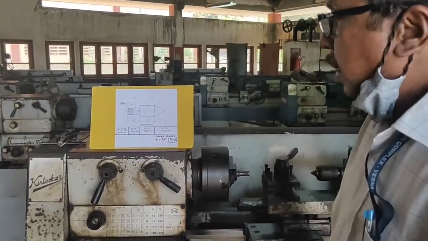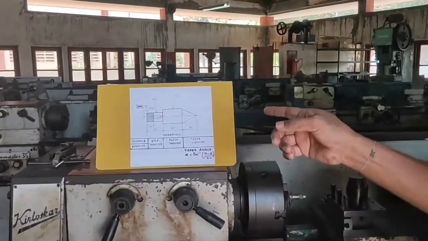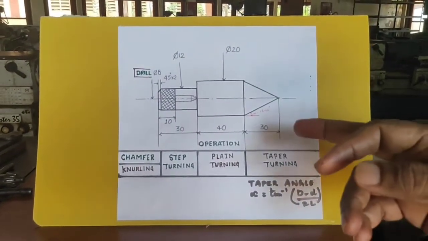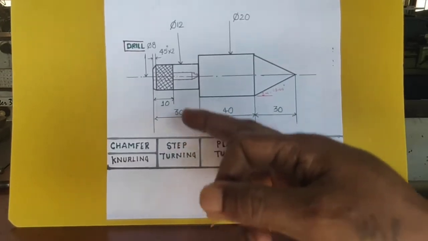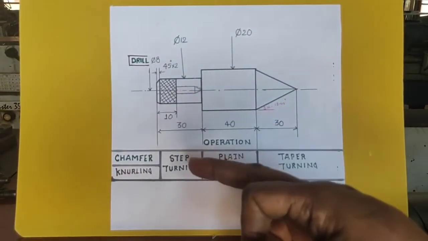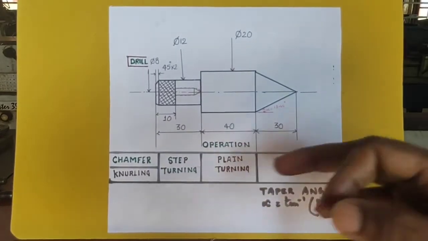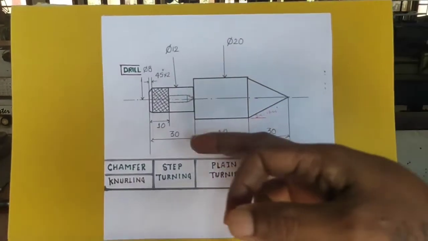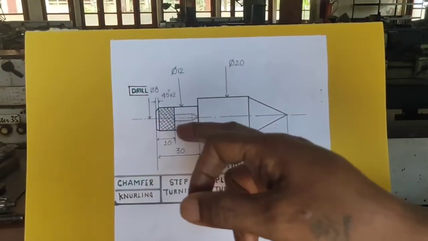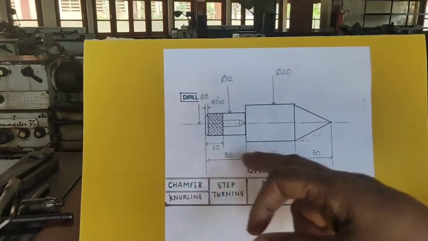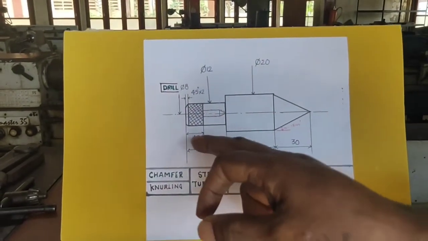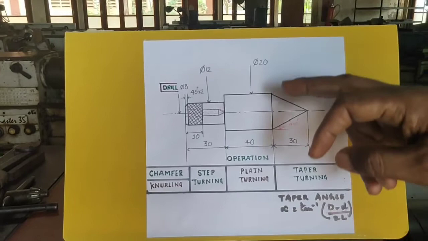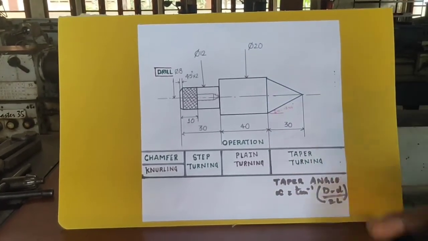This is our drawing for the turning shop, for the lathe machine job we are going to do for the students. You can see the different types of operations here, starting with knurling or chamfer operation, then step turning, plain turning and taper turning. Before chamfer and after that you have to do the drilling operation. Drill bit of 5/8 and length of 30 you are drilling, and knurling of 10 mm, step turning of 12 mm, and another step turning of 20 mm.